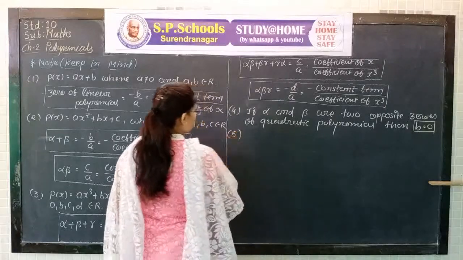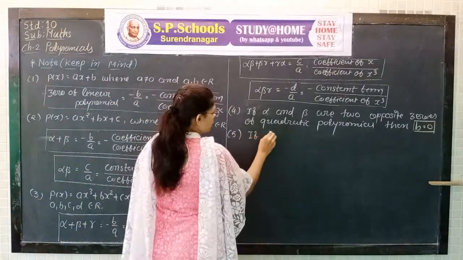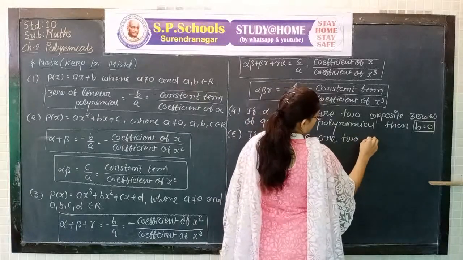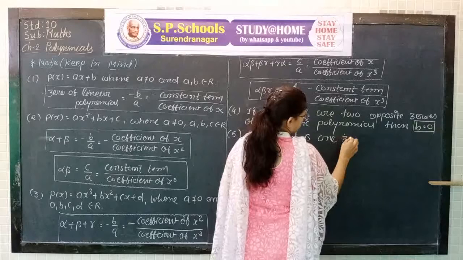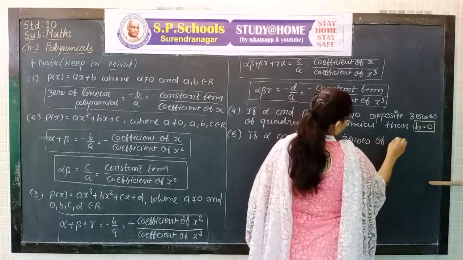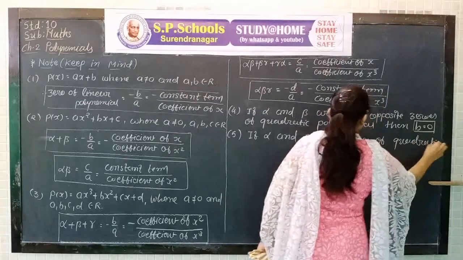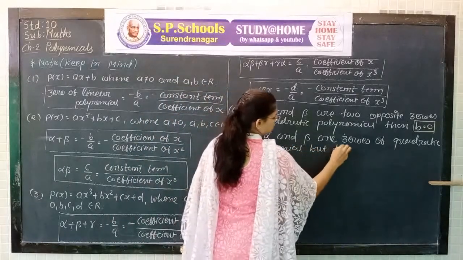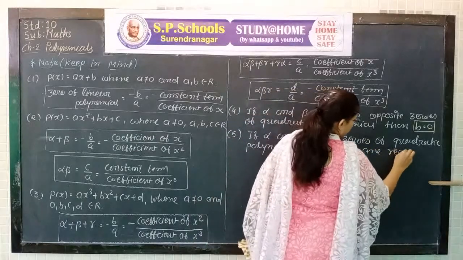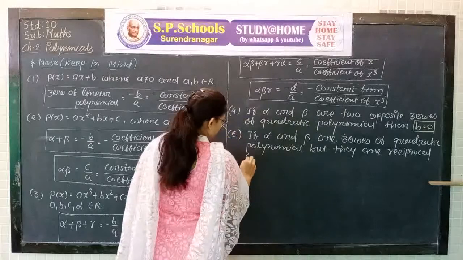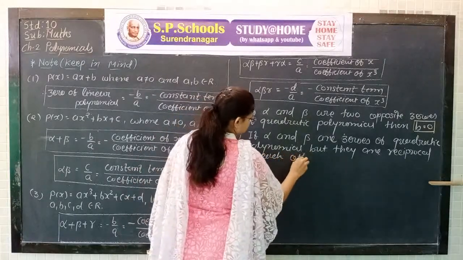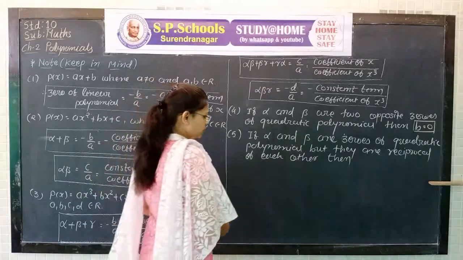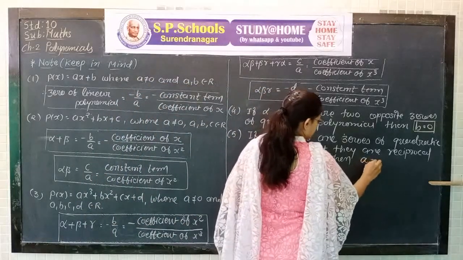Now the second one means the last bit. If alpha and beta are zeros of a quadratic polynomial, but they are reciprocal of each other, then reciprocal of each other means the multiplicative inverse. If the zeros are reciprocal of each other, then a is equal to c.